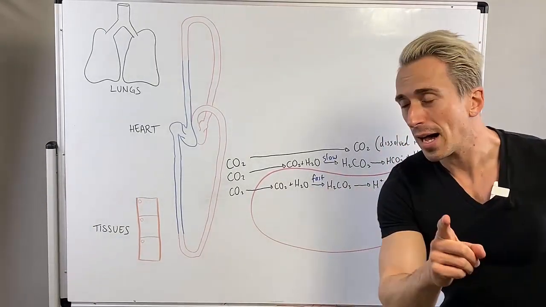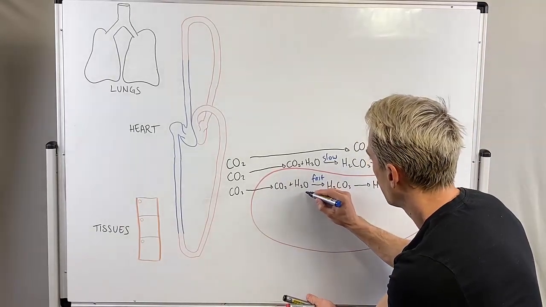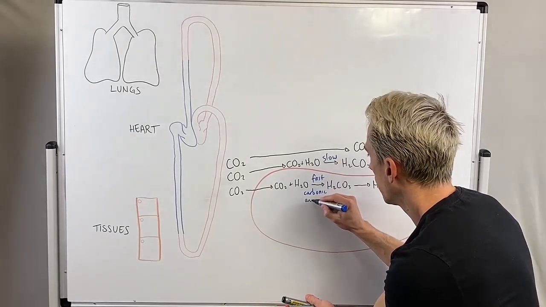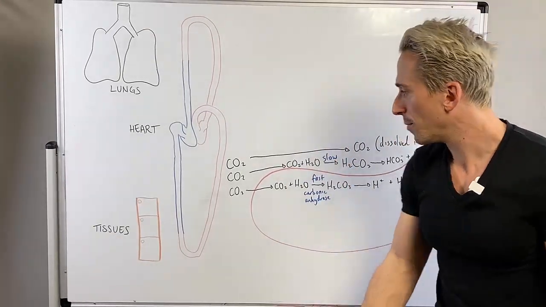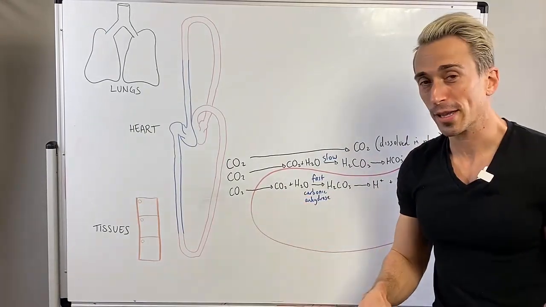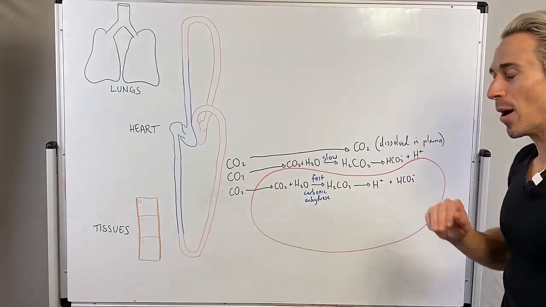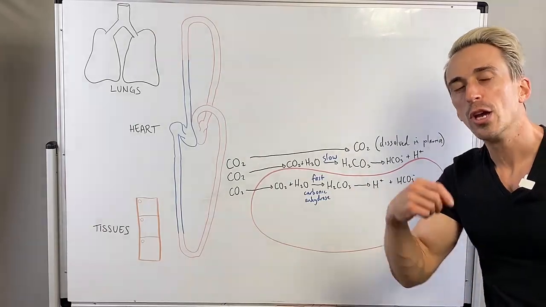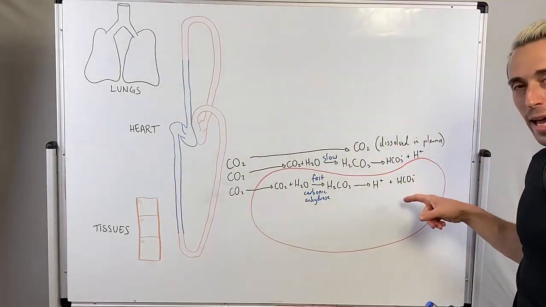It's fast because there's an enzyme that helps this, called carbonic anhydrase, and it speeds this reaction up. In actual fact, this is the main way that carbon dioxide is transported in the red blood cell, by turning into bicarbonate. So you can see, where is that CO2? It's sitting here in the bicarbonate. So you could say that carbon dioxide is transported as bicarbonate. So, dissolved in plasma and as bicarbonate.